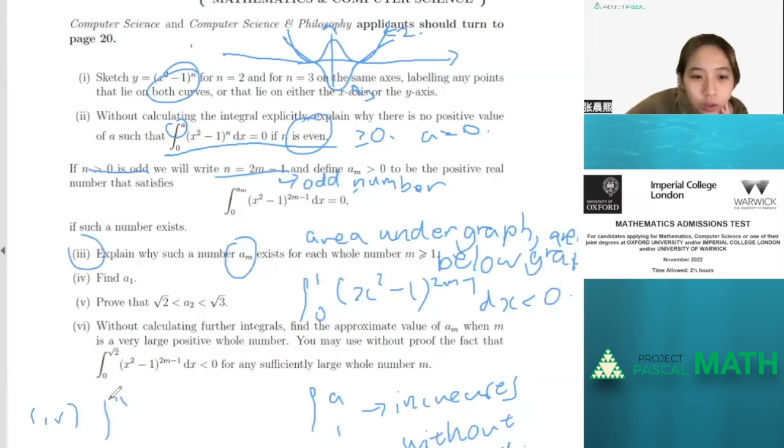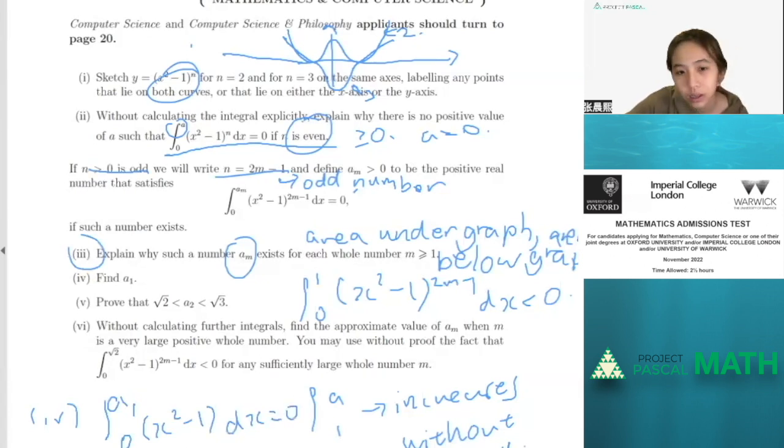A1 is 0. The integral of x squared minus 1 dx is x cubed over 3 minus x, and with a1 equal to 0 this equals 0. And so a1 squared over 3 minus 1 equals 0, so a1 squared equals 3. And this gives you a1 equals negative root 3.